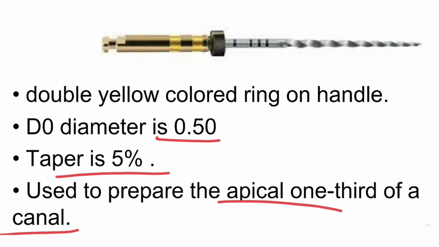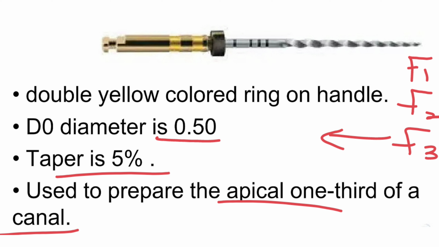So the first file is F1. We prepare till F1, and if the canal is still wide, then we go to F2. If the canal is still wide, we have to go till F3, and if necessary, we will go till F4 and F5. But in rare cases we use these files.